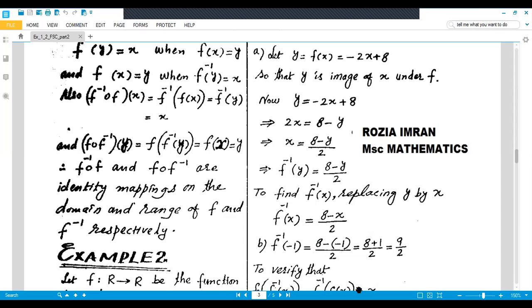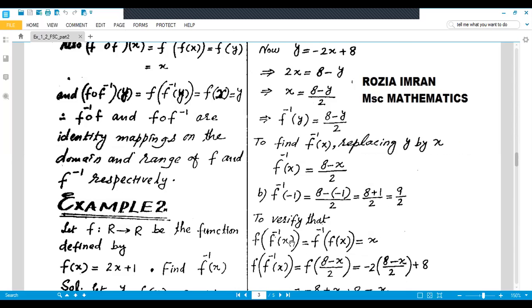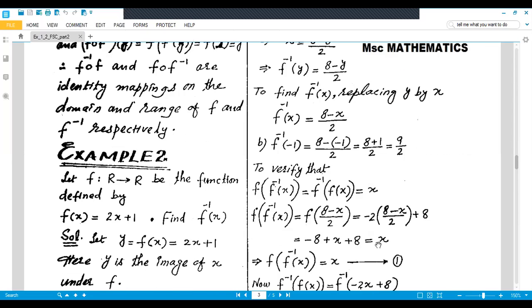Now you also have to verify that f of f inverse x is equal to f inverse of f of x, which is equal to x, meaning that the answer is x. You have to prove this also. So first we find the left hand side and then we find the right hand side and prove that both give the answer x. So the left hand side is f of f inverse x.